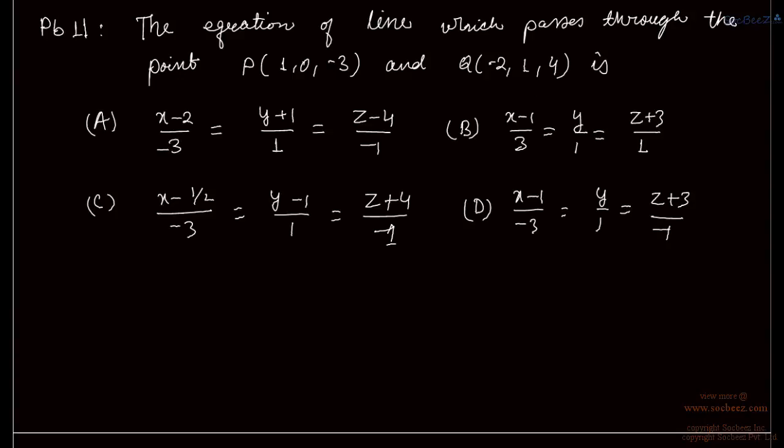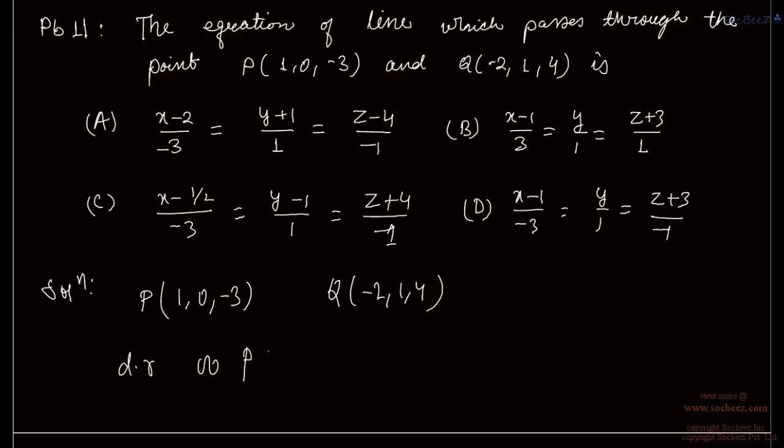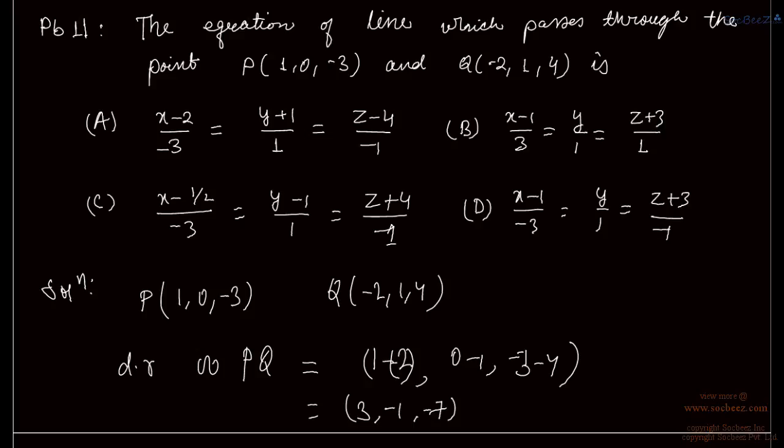We have the equation of a line which passes through point P and point Q. So we have 2 points, point P (1, 0, -3) and point Q given as (-2, 1, 4). First let us find the direction ratio of PQ. Direction ratio of PQ is given by 1 minus (-2), 0 minus 1 and -3 minus 4, which is equal to 3, -1, -7.